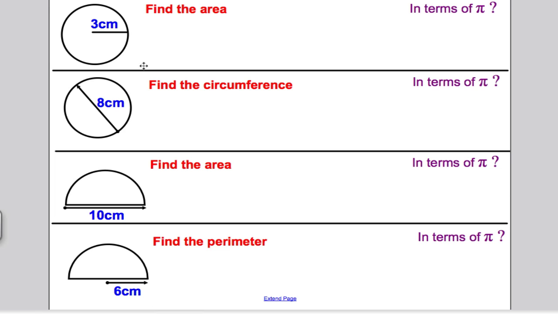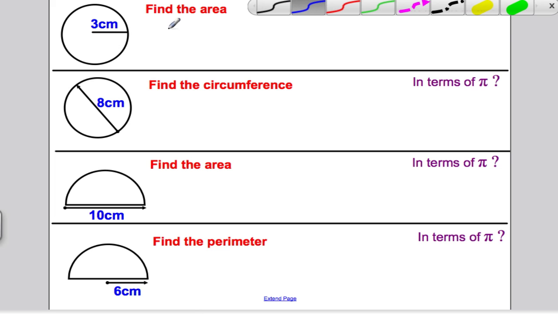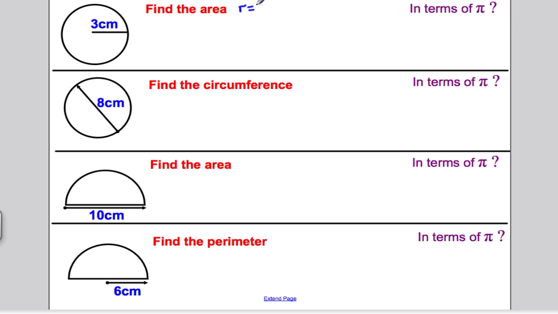Okay, here's a circle. It says find the area. The first thing I would do, I always write down what I know about the circle. I know that the radius is 3 centimeters. I always want to write down the radius at some point before I start the question. I also know the area formula of a circle. Area is measured like centimeters squared, meters squared. So I'm going to remember, this isn't in the formula booklet, that the area of a circle is pi r squared.